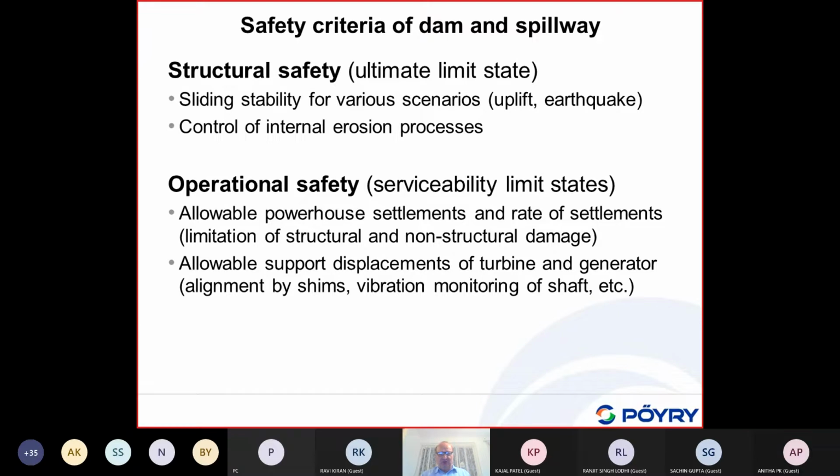And number two, operation safety, that is the second limit state. This is the so-called serviceability limit state in structural engineering.